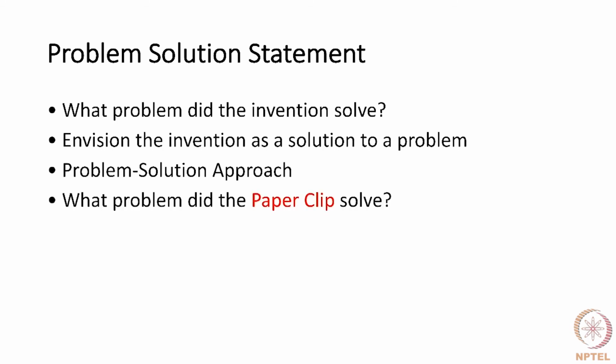So let us just see, what problem did the paperclip solve? Now the paperclip solved the problem of managing papers without damaging them. Whereas if a pin or a stapler would have damaged the paper, so it solved the problem of managing papers. What problem did the pencil solve? Now it solved the problem of being able to write on hard surfaces, rough surfaces. What problem did the ballpoint pen solve? The ballpoint pen solved the problem of your ability to write with a container which could store ink.